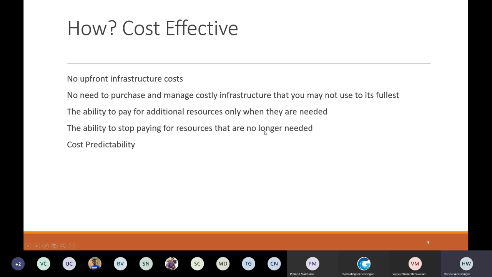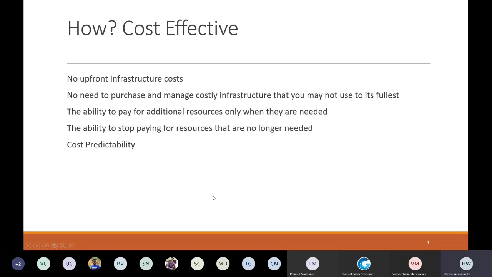The ability to stop paying for resources. Say you're purchasing random access memory. Once the demand goes away, you don't need this 32 GB, you don't need those 64 GB of RAM. But if you have purchased it, you have to keep it with you. You can't release it from your budget. But in cloud computing, you can simply release the unwanted resources. And finally, this cost predictability.